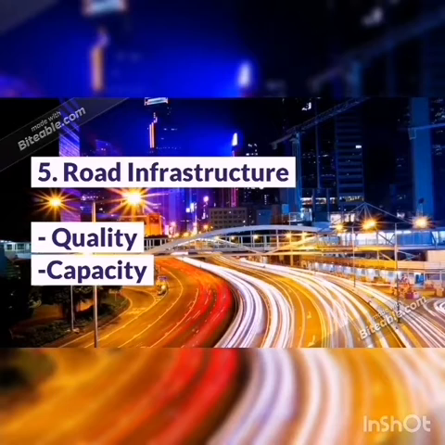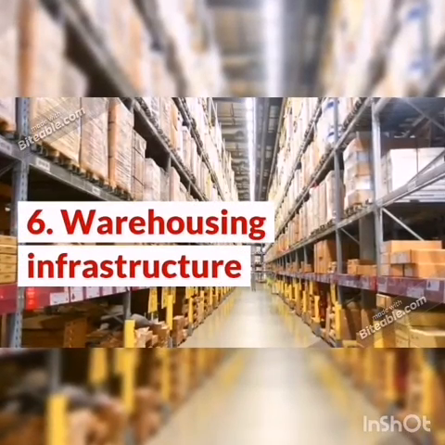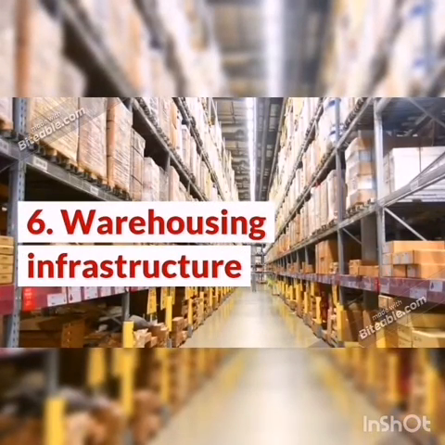Road infrastructure can be categorized into two: quality and capacity. Quality is the total length of roads and the percentage of these roads that are paved. Capacity is bridges, tunnels, and volume of traffic. Warehousing infrastructure should concern the protection of the goods when they are waiting while in transit.